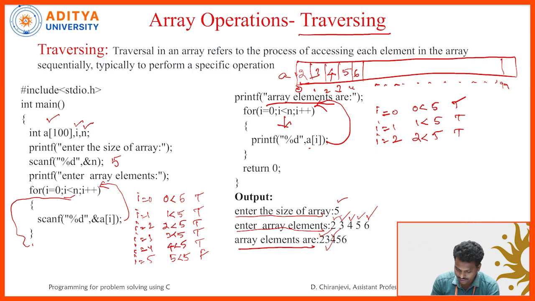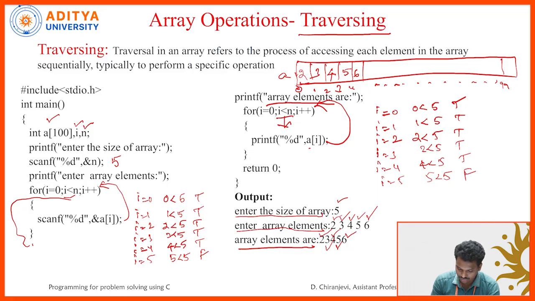After that again update I value, so I value 3, 3 less than 5, true. So a of 3 value will be printed, so that is 5, so 5 will be printed. After that again update I value 4, 4 less than 5, that is true. Now a of 4 will be printed, a of 4 is 6, so 6 is printed. After that again update I value 5, 5 less than 5, that is false.